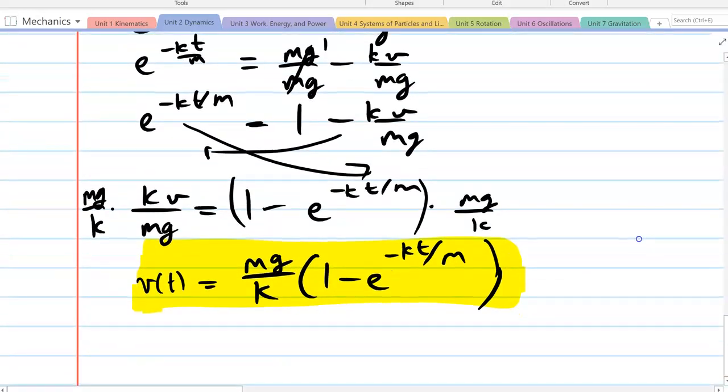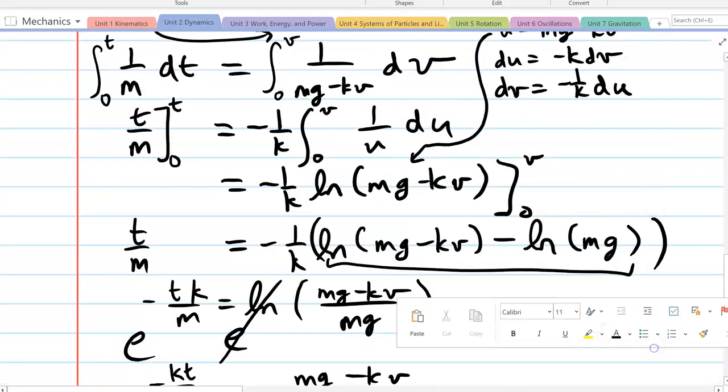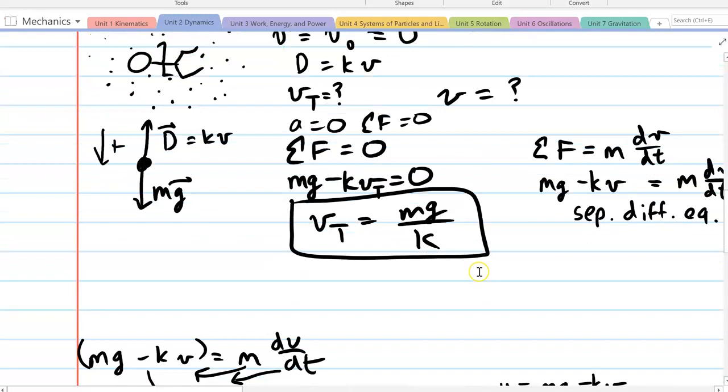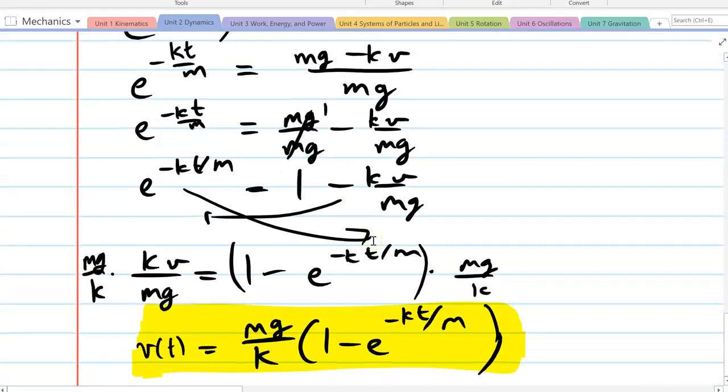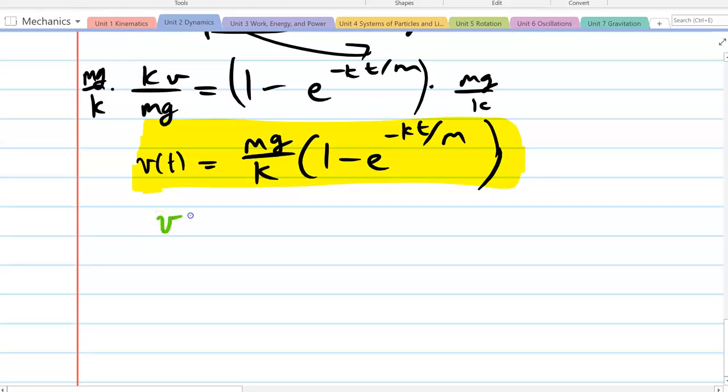In fact, we can actually do something. Mg over k, remember that? We found that all the way when we saw the case with terminal velocity. So I'll just substitute that. So let me write our final result in light green. So v of t is equal to terminal velocity times the quantity 1 minus e to the negative kt over m. And that's how you can describe the velocity.